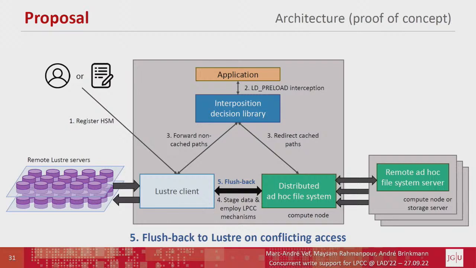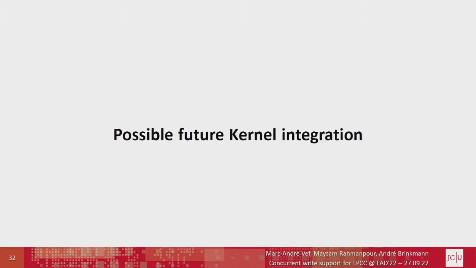And why is this the case? Simply, we do not want to have this ad hoc storage system for the complete compute cluster. We want it, for now, basically only for a specific job or at least user, right? So this flush-back still needs to happen.